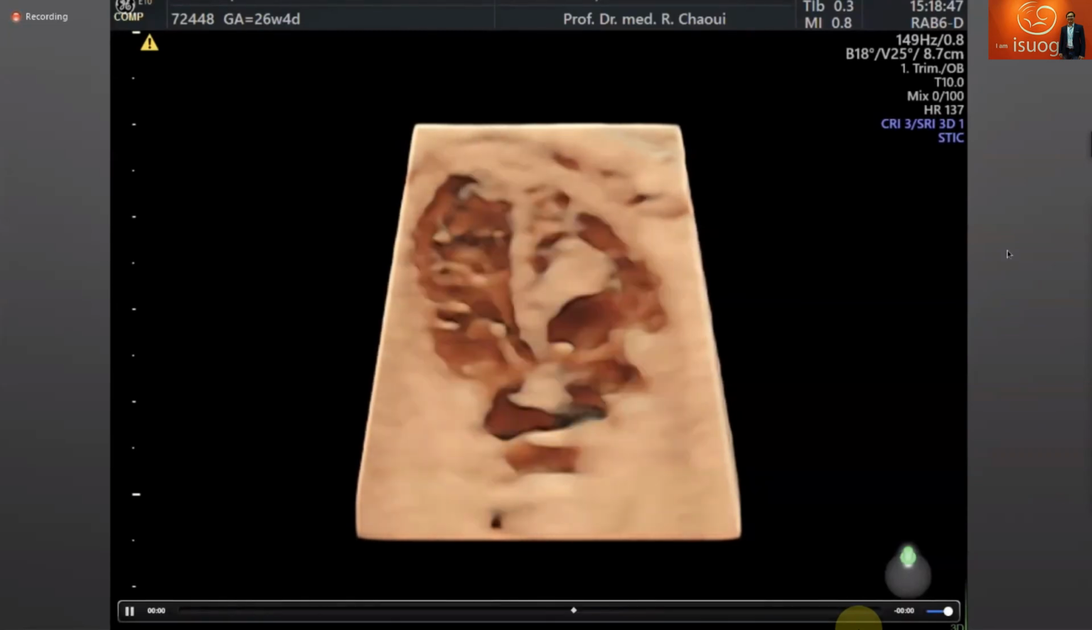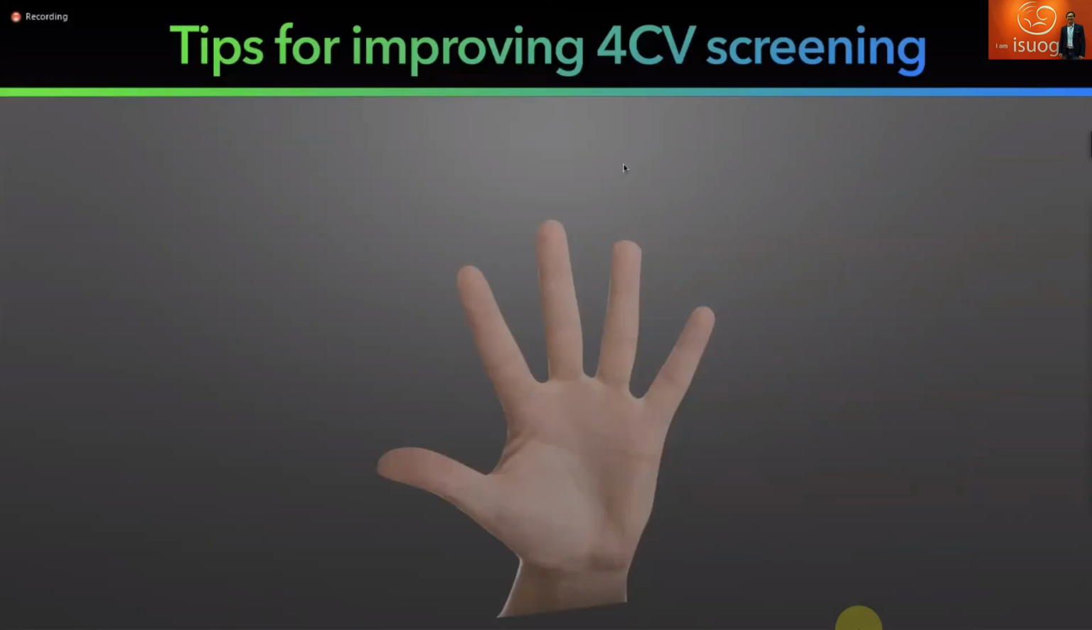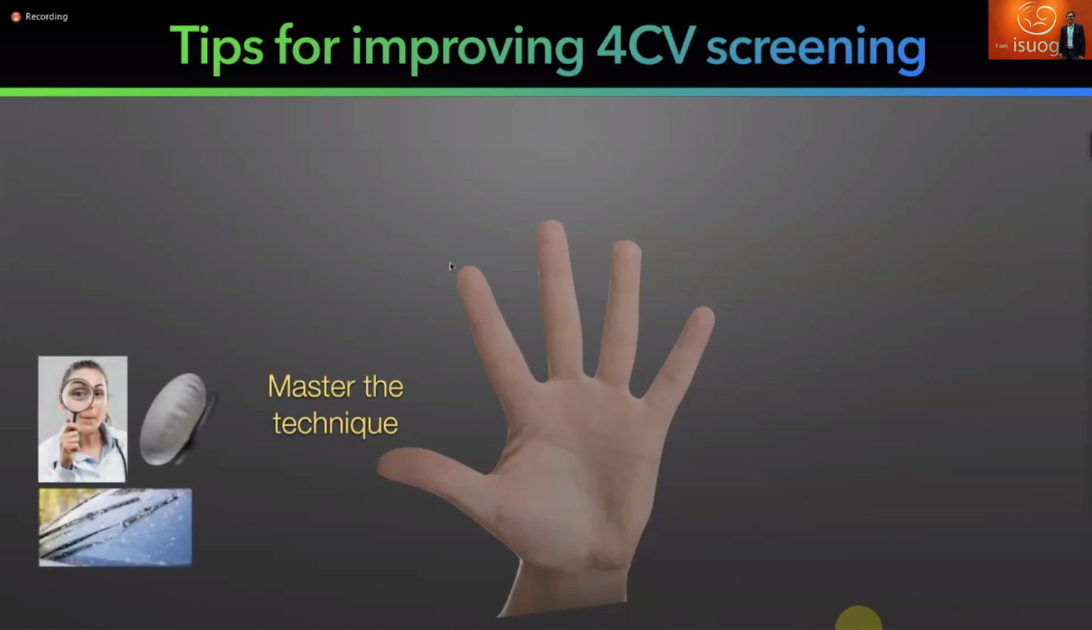So I come to the end, my dear friends, and I hope I showed you the different steps on how to improve your four-chamber view screening. If you want to be very good in your scan, keep in mind you should master the technique. Remember the symbolic metaphors of the magnifying glass, of the wipers, of the airbag, color Doppler or airbag.